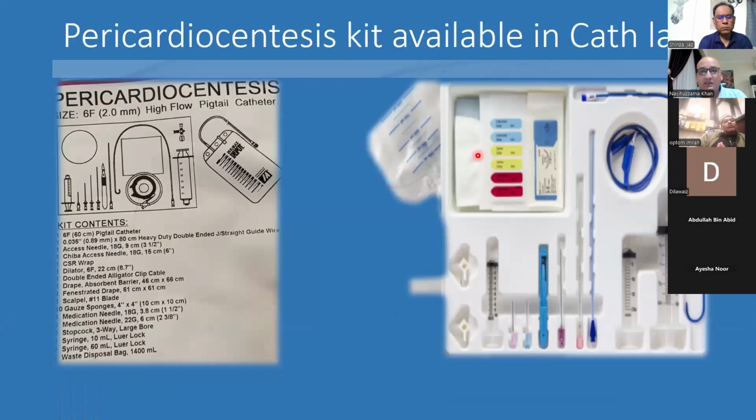This is the kit which is available in our cath lab. It contains a 6 French pigtail catheter, a 0.035 inch by 80 centimeter guide wire, 18 gauge needle, dilator, drapes, number 11 scalpel, a 10 ml syringe for the lidocaine, and a 60 ml syringe for the aspiration. And of course, there is a waste disposal bag.